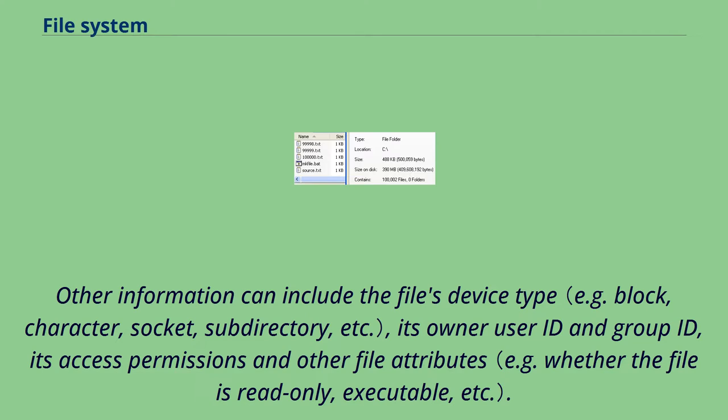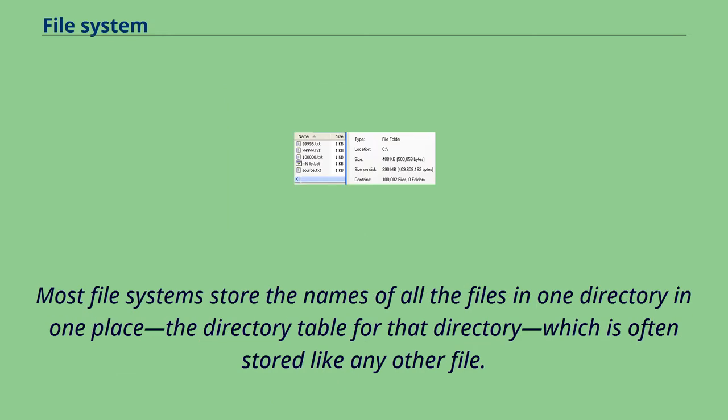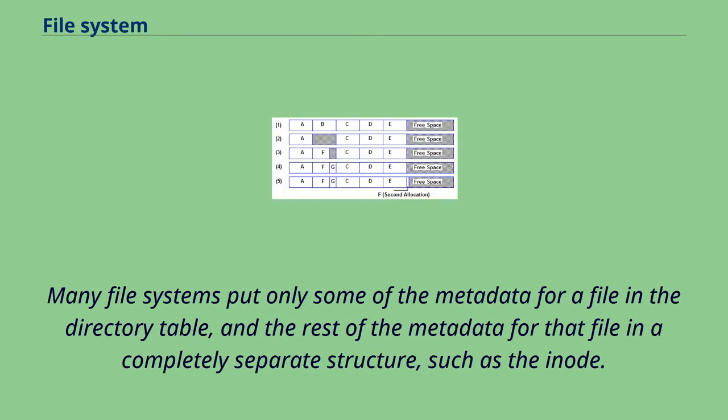A file system stores all the metadata associated with the file, including the file name, the length of the contents of a file, and the location of the file in the folder hierarchy, separate from the contents of the file. Most file systems store the names of all the files in one directory in one place, the directory table for that directory, which is often stored like any other file. Many file systems put only some of the metadata for a file in the directory table, and the rest of the metadata for that file in a completely separate structure, such as the inode.